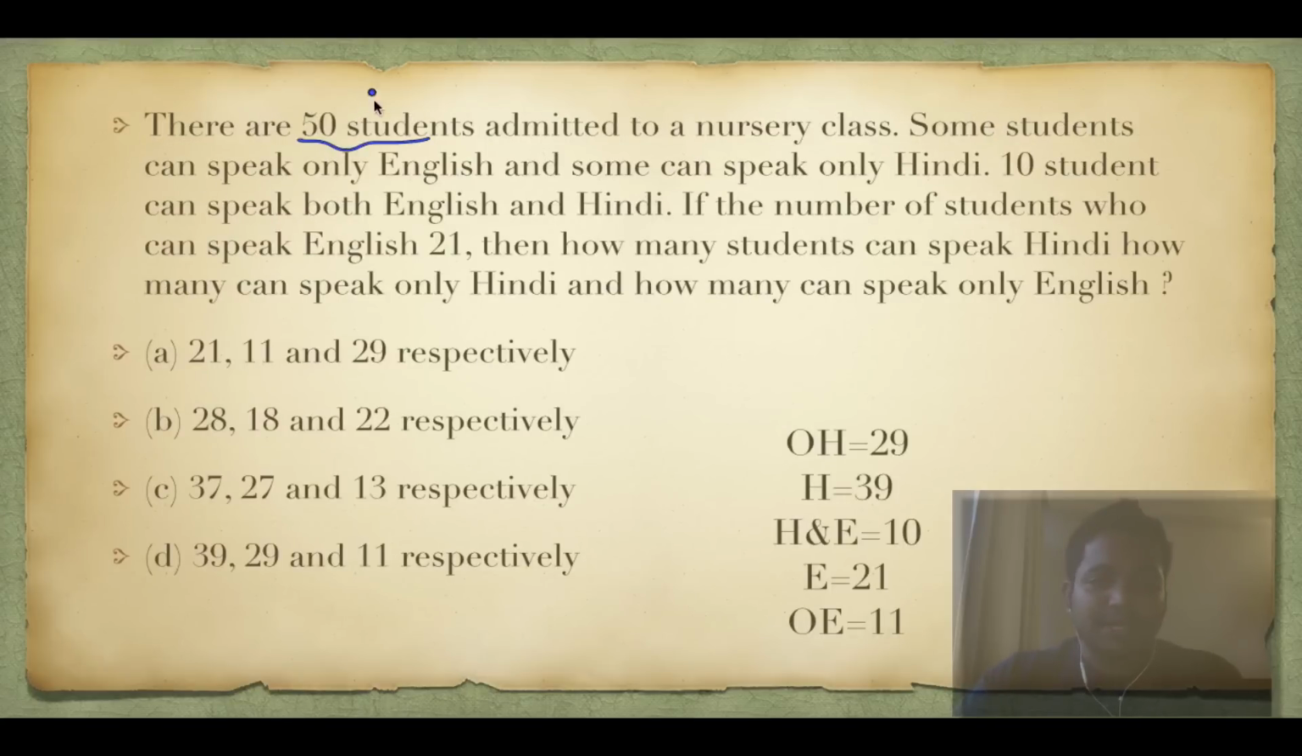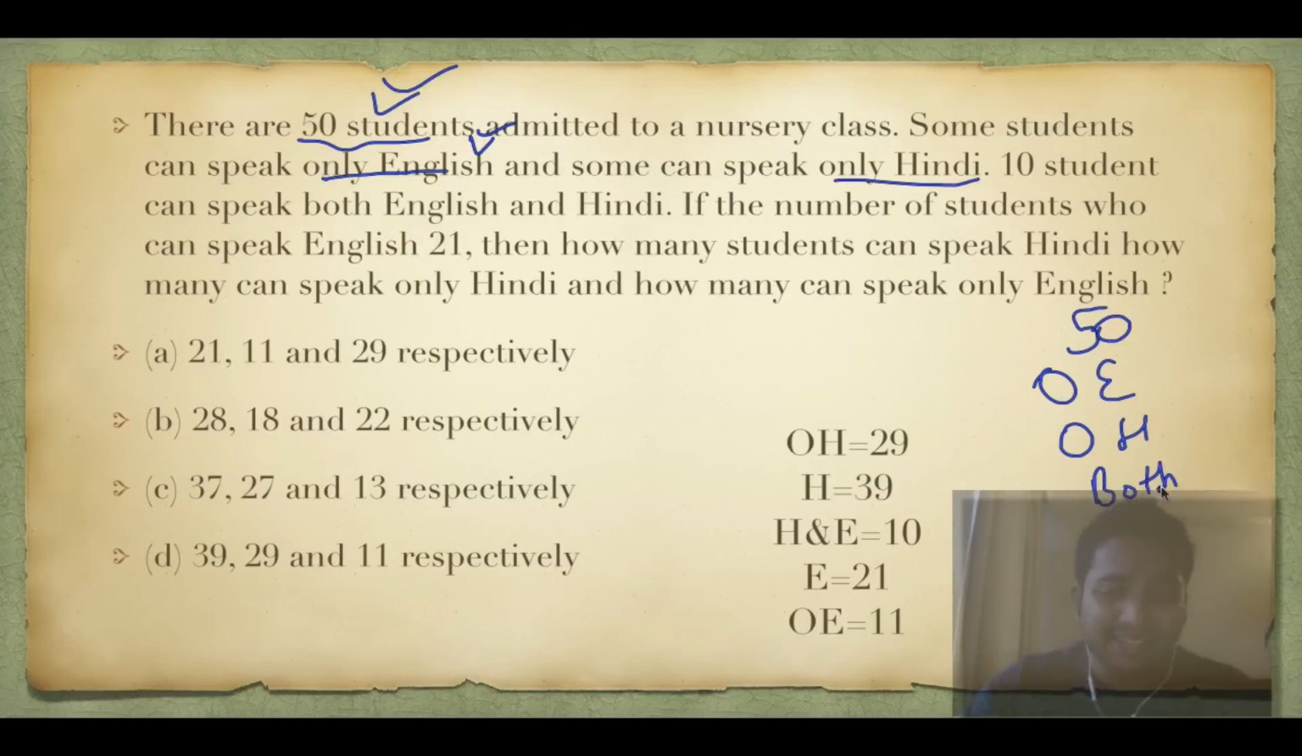Oh, 50 students, good. Some students can speak only English, some can speak only Hindi, so I can decipher there are 50 total. So they are divided into 3 categories, I guess. One is only English, one is only Hindi, and one is both. Can there be any other category? Is it possible? No. 10 students can speak both English and Hindi. So both is 10.